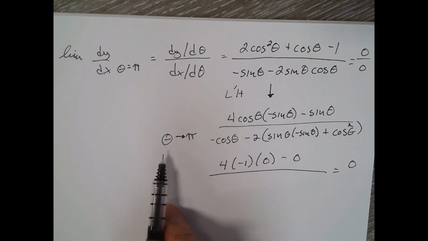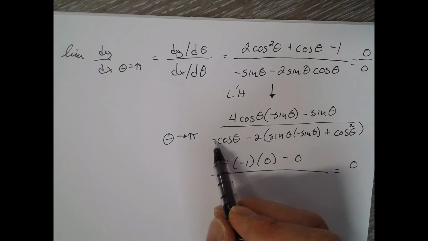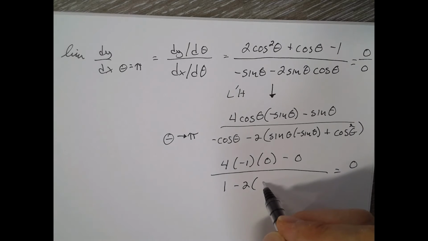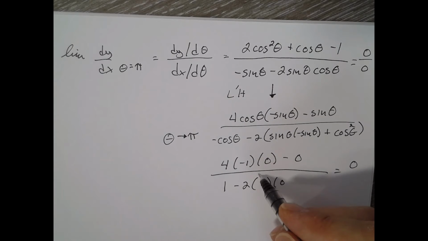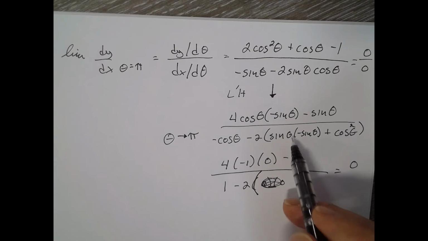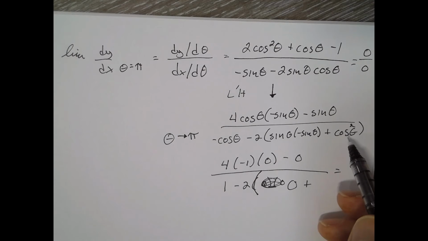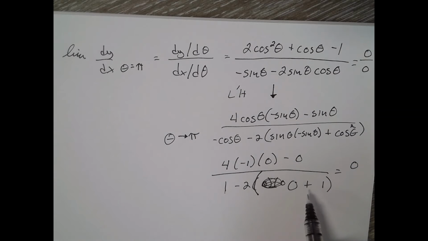Send theta to pi for the bottom. Cosine of pi is -1, so the opposite of -1 is 1, minus 2 times 0 times, well, that's 0, plus, let's see, this is 0, plus cosine of pi is -1 squared is 1. Alright, so I have 1 minus 2 times 1, so it looks like negative 1 on the bottom.